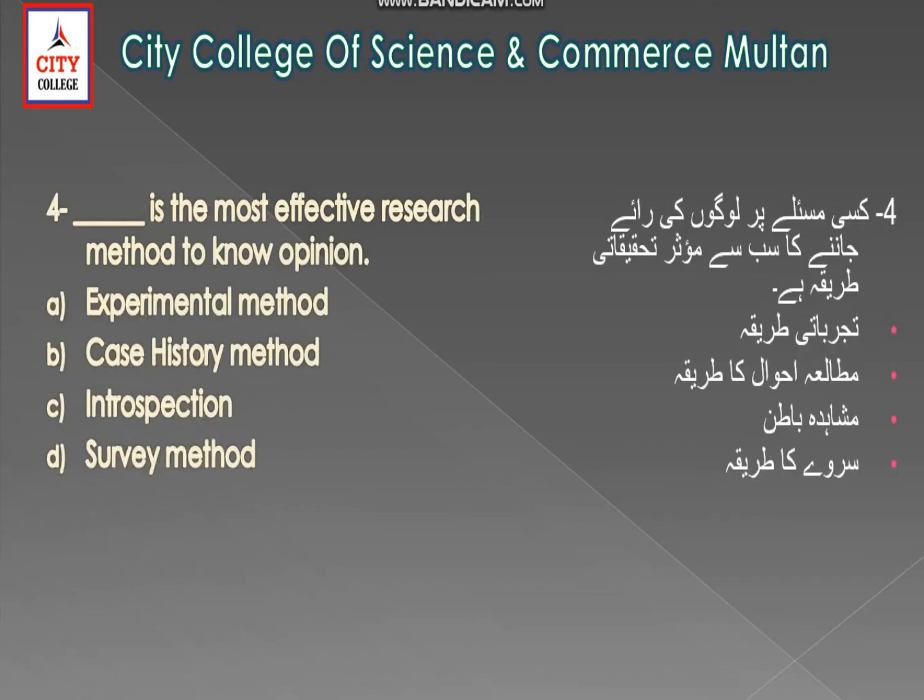MCQ number 4. Dash is the most effective research method to know opinions. Option A, experimental method. Option B, case history method. Option C, introspection, and option D, survey method. The correct option is option number D, that is the survey method.